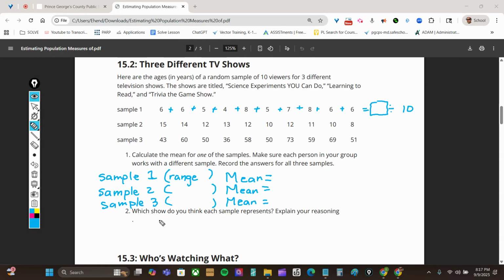Okay, so then down here you're gonna have sample 1 goes with which TV show. So this is the first TV show, the second TV show, and the third TV show. Okay. So then you're going to say, based on the data, you think that sample 2 goes with which TV show, and you're going to do the same thing for sample 3.